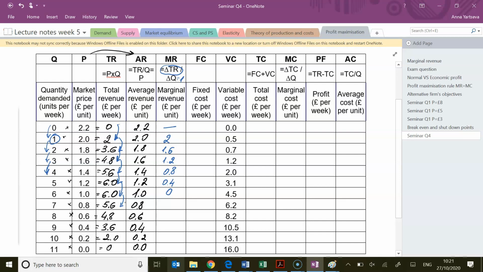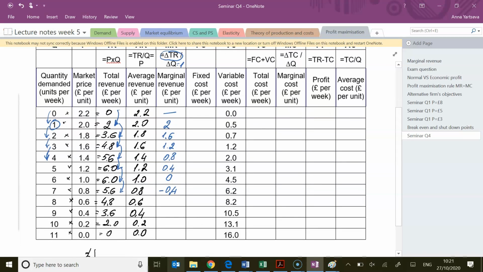Next one, pay attention, marginal revenue can become negative. We used to generate £6 in revenue. Now, when we sell the 7th unit, our revenue drops to £5.60. In other words, marginal revenue, additional revenue, is 0.4 with a negative sign. Total revenue dropped by 40p when we sold this 7th unit.